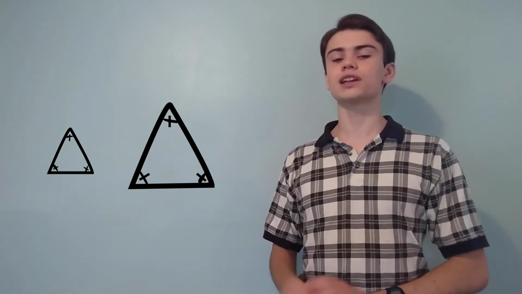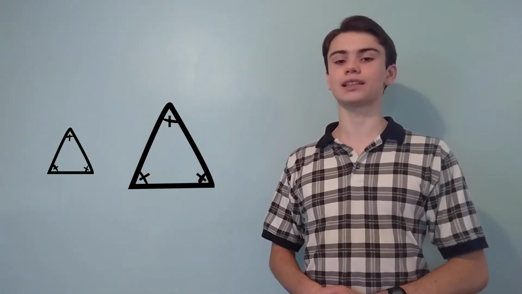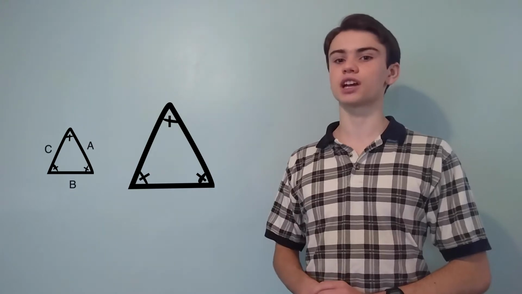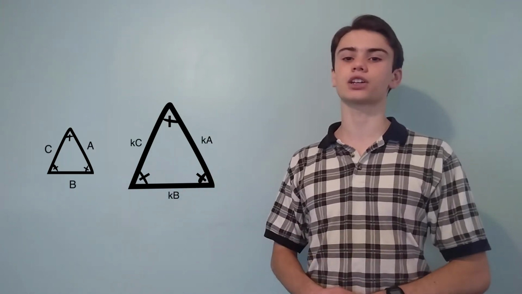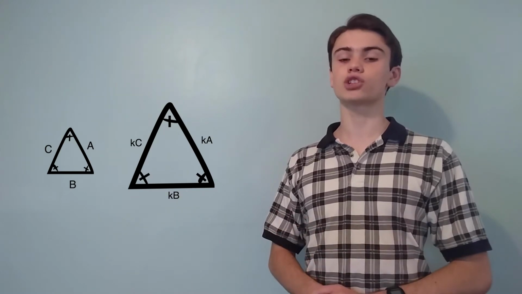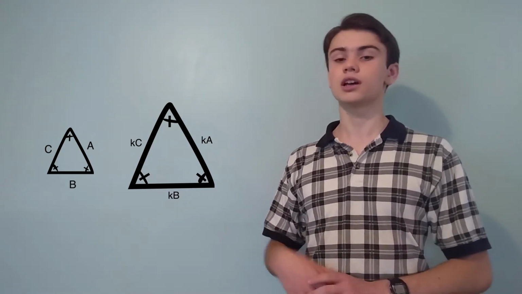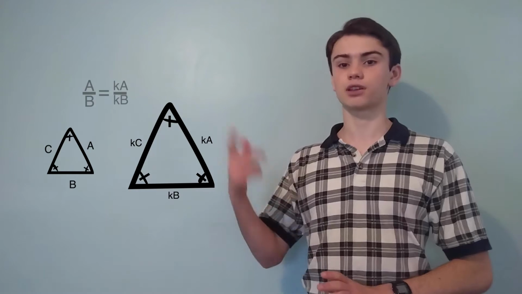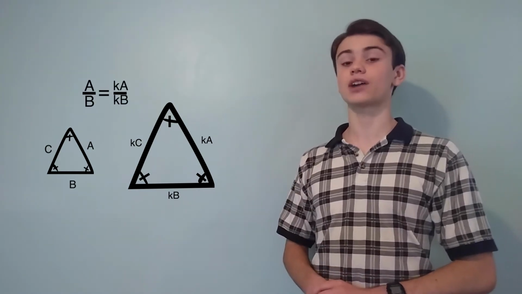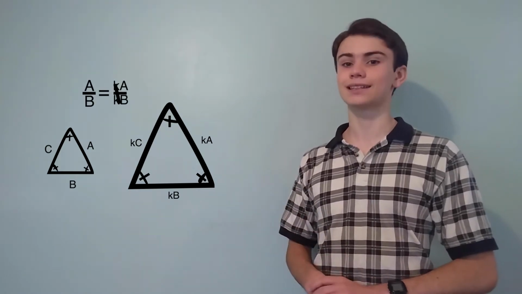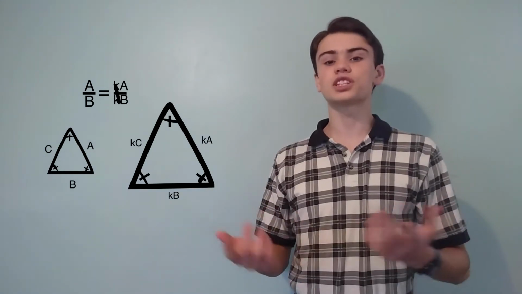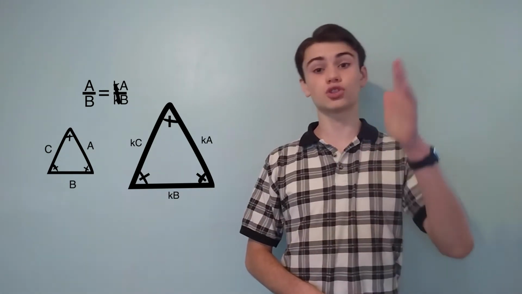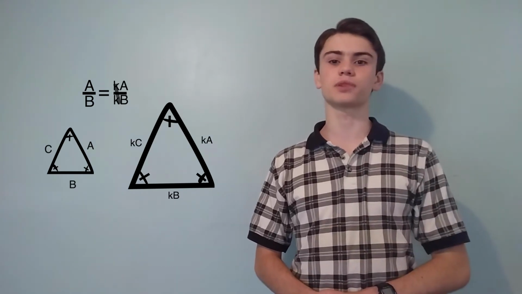For an example, let's take two triangles here. One with side lengths A, B, and C, and the other with side lengths kA, kB, and kC, with k being the scaling factor. We can calculate the ratio of corresponding sides like so. We can divide A by B, and we can divide kA by kB. We can cancel out the scaling factor k here to get that A divided by B does indeed equal A divided by B. For more on similar and congruent triangles, check out this great video by Professor Dave Explains.